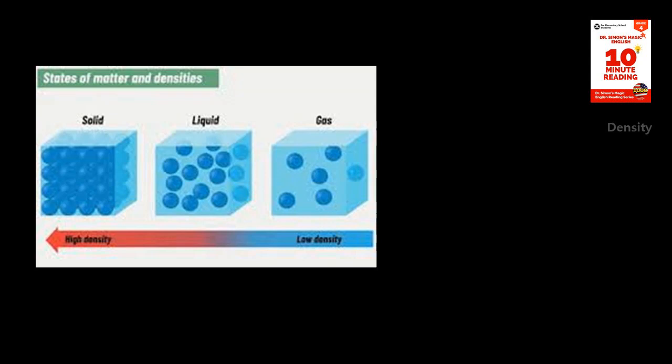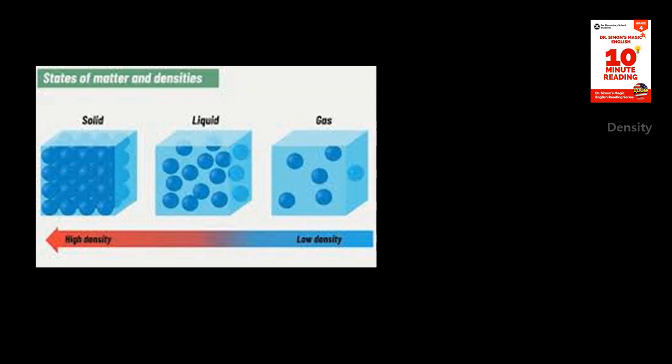Scientists use a unit called grams per cubic centimeter to measure density. This unit tells us how many grams of matter are in each cubic centimeter of space. For example, the density of water is about 1 g/cm³, meaning that 1 cubic centimeter of water weighs 1 gram.